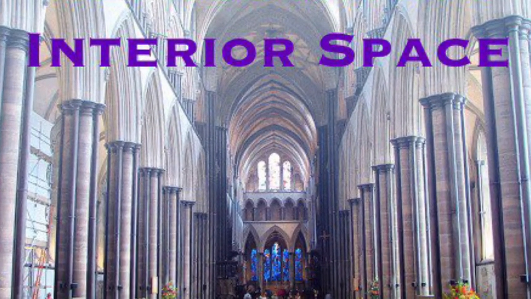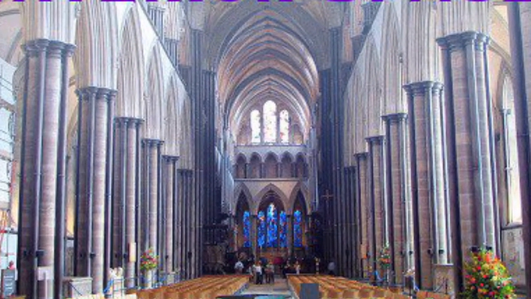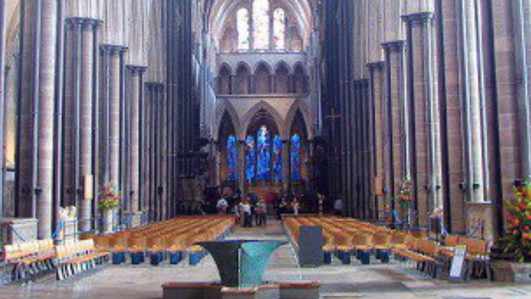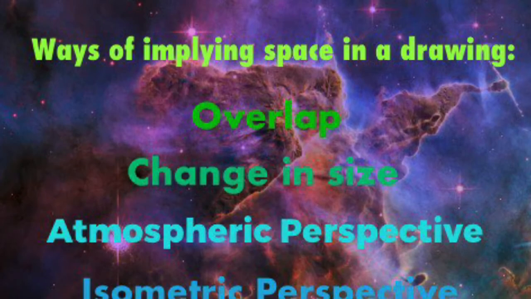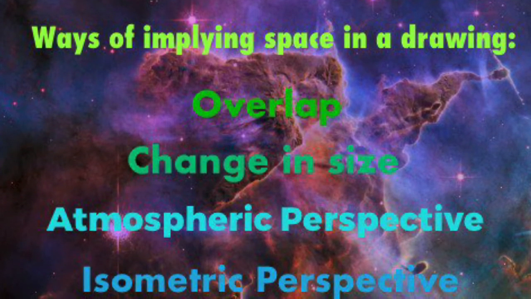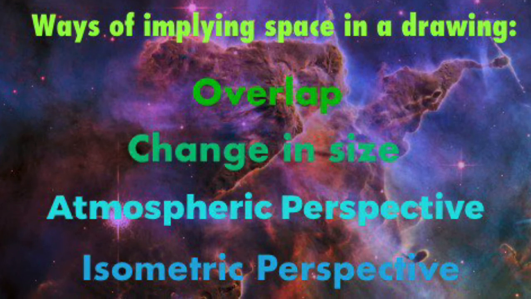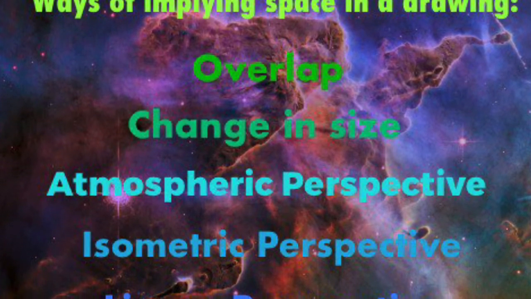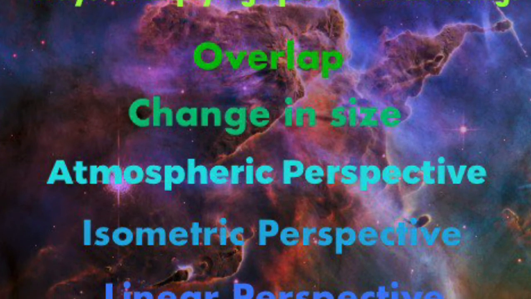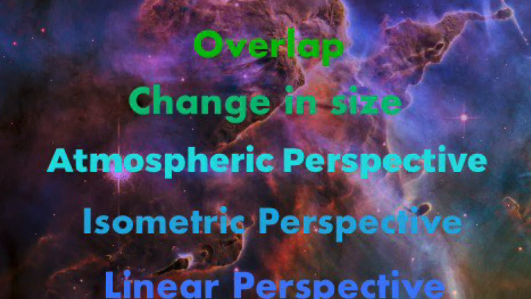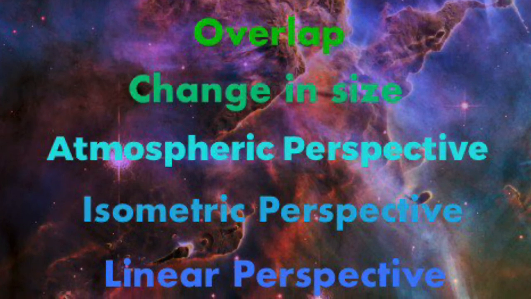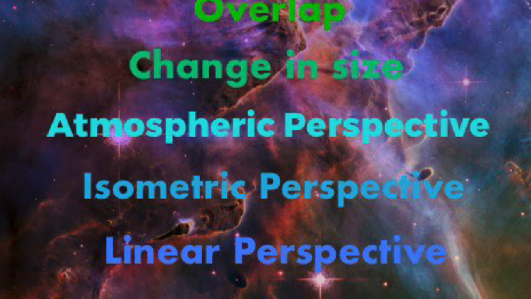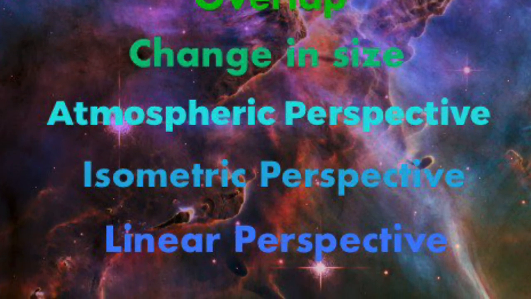In this next part of the class, we're going to start focusing on how to perceive, understand, and represent space in our drawings. There are various ways that we can understand and perceive space. These can also be used as a way to create a believable sense of space within our drawings. These include overlap, change in size, atmospheric perspective, isometric perspective, and ultimately linear perspective. In this video, we will talk about how to use these in our drawings.